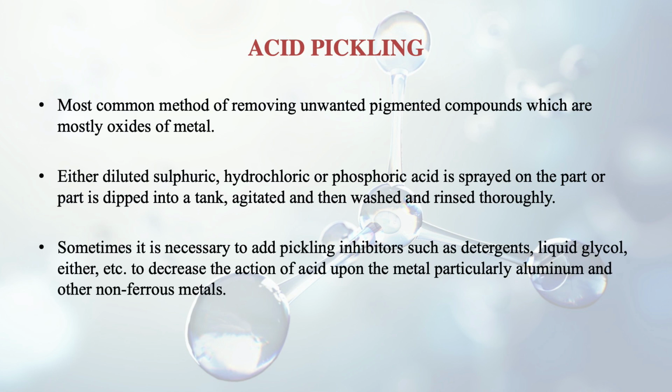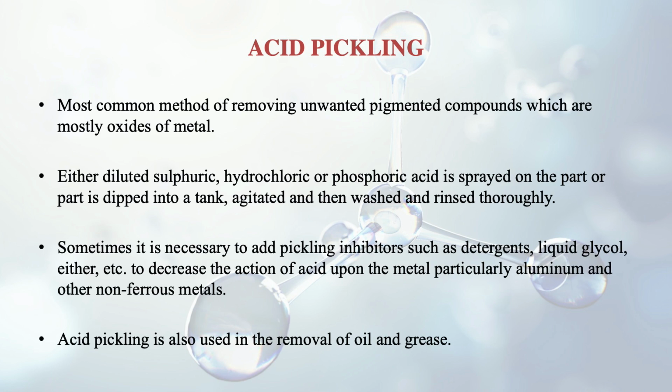Sometimes it is necessary to add pickling inhibitors also. With this acid pickling we have to use inhibitors. And what are those inhibitors? Like the detergents or the glycol, etc. There may be many. So why do we use these inhibitors? To decrease the action of the acid, because acid may have some detrimental effect also. So we have to make a balance, and we have to decrease the action of acid upon the metal, particularly in case of the aluminum type and some other non-ferrous metals.